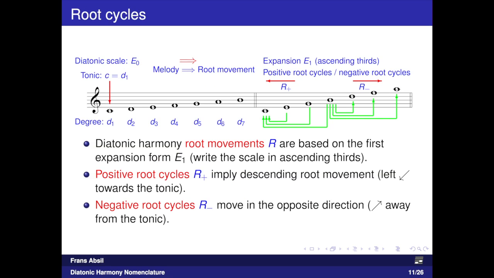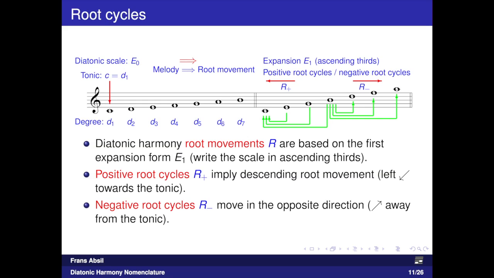When writing chord progressions, we have to consider the movement of the root of the chord. In the Schillinger system, this is called a root cycle, which is another piece of terminology which is unique. On the left of the staff we see the original diatonic scale written in expansion E0. This expansion, with the steps, the sequence of degrees, is used in the Schillinger system for writing a melody. We have already seen how chord structures are based on the first expansion E1 of the diatonic scale. The same, however, holds for the root movement, for the root cycles.